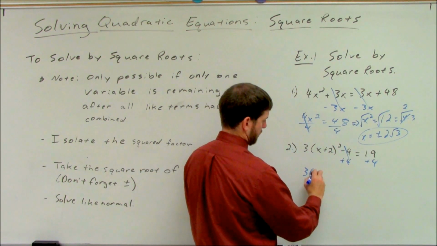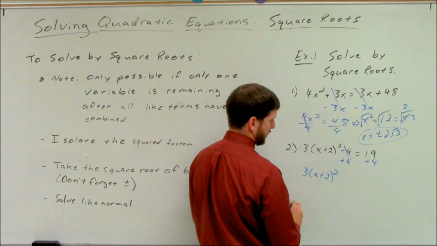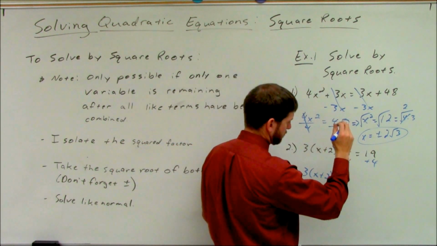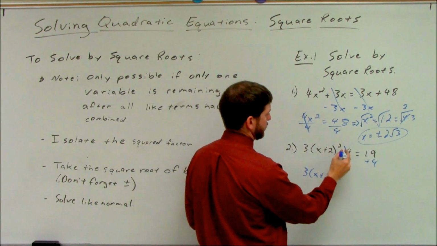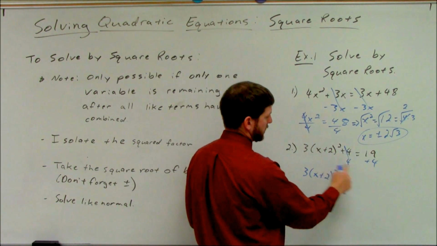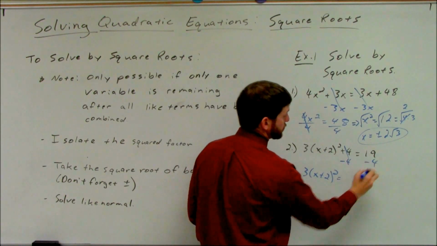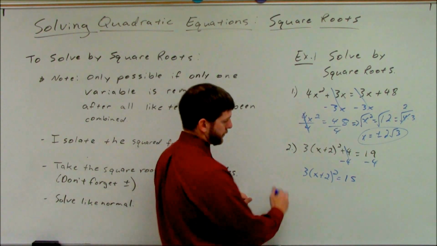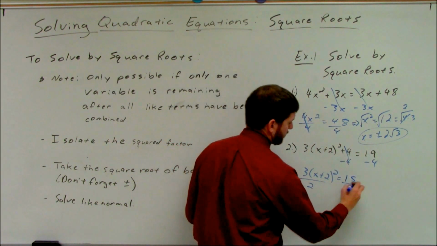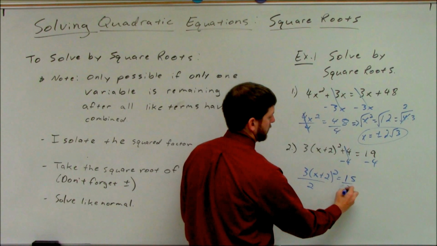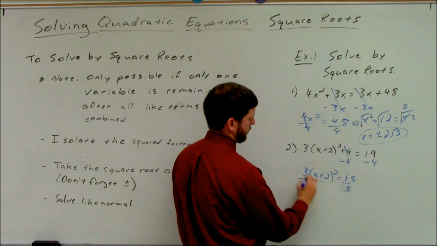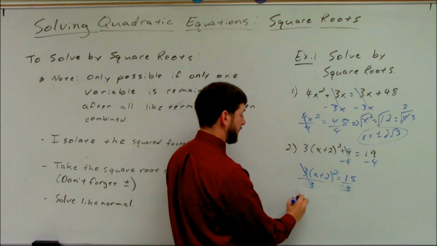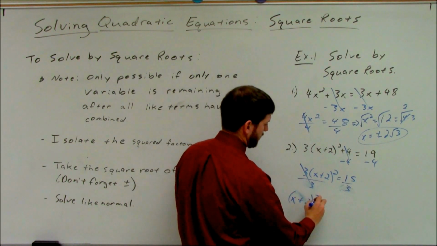3 times the quantity x plus 2 squared equals... sorry, let's just make this a plus 4. We'll make this a little bit neater of a problem. We won't get into complex numbers quite yet. So we'll subtract that 4 over. 19 minus 4 makes 15. Keep isolating the squared factor. So divide by 3. So I get x plus 2 quantity squared equals 5.